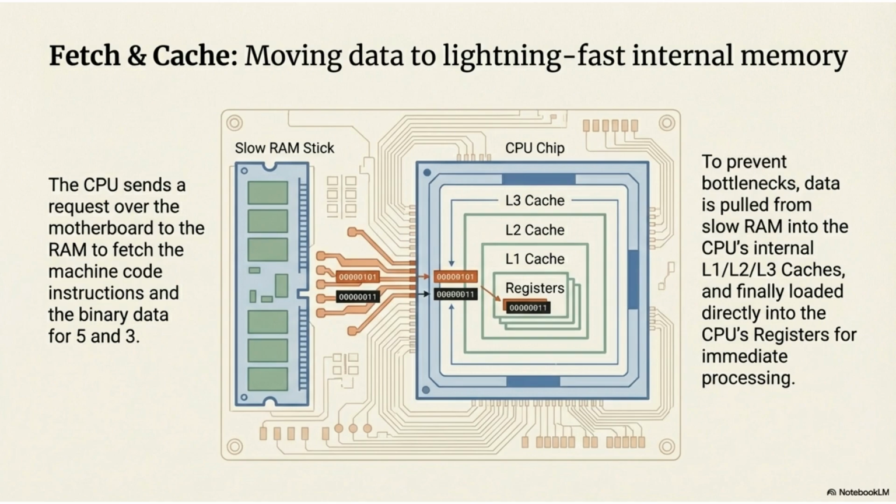To prevent bottlenecks, data is pulled into the CPU's internal L1, L2, and L3 caches, and finally into the CPU's registers for immediate, lightning-fast processing.